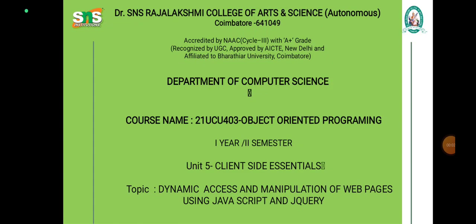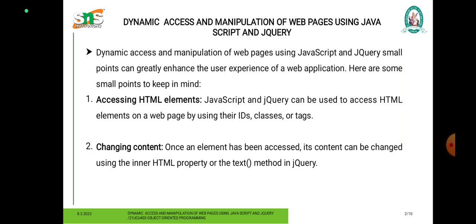Hi, today we are going to see about object-oriented programming, in that dynamic access and manipulation of web pages using JavaScript and jQuery. So what is meant by dynamic access? Dynamic access and manipulation of web pages using jQuery and JavaScript is a small point and can greatly enhance the user experience of web applications.